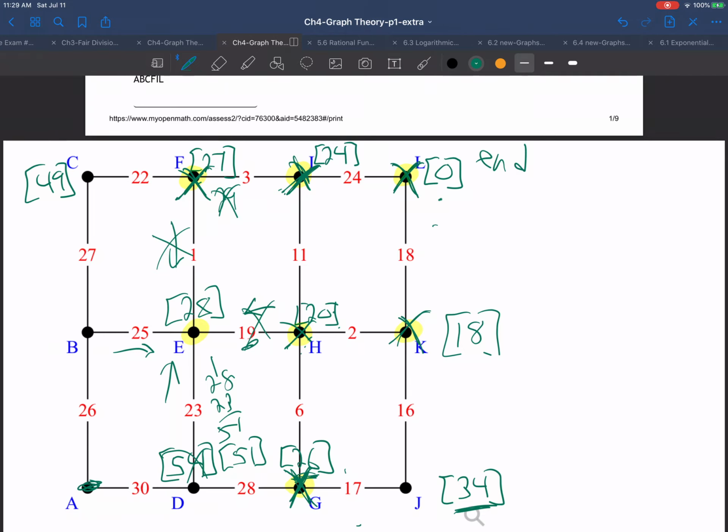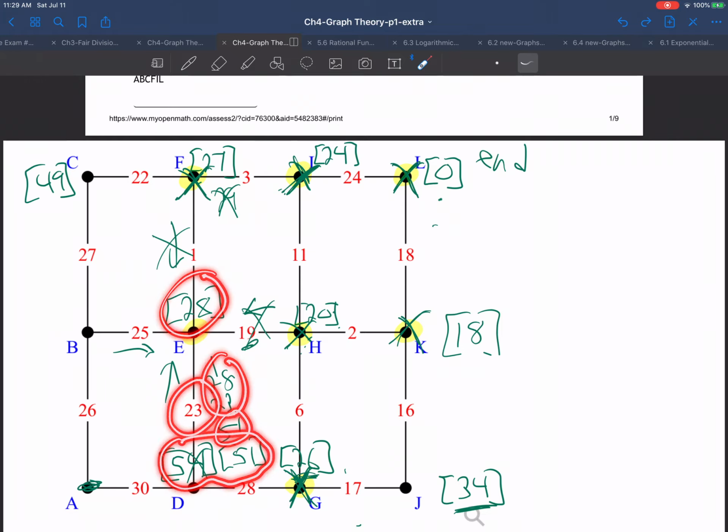See what happened? E is 28 from the end, right? E right here is 28 from the end. And D is 23 from E, so add 23 and 28, 51. That puts D 51 from the end rather than his old way, which was 54 from the end.